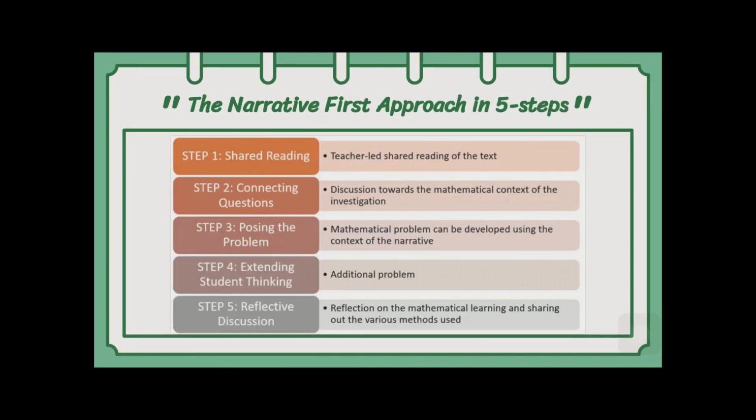The first step is the teacher reads the story aloud to the students. The second step is the teacher asks connecting questions relating to the story to the mathematical concepts to be studied. The third step is once connections have been made, the teacher poses the mathematical problems for students to think about. The fourth step is students complete the initial problems and broaden their thinking with extension problem solving, if able to create further challenges. The fifth step is a reflective discussion during which the teacher and students reflect on mathematical learning.